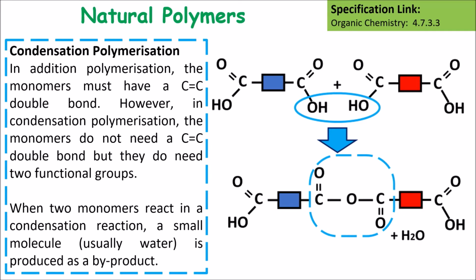So, natural polymers are made via condensation polymerization. In addition polymerization, the monomers must have a double bond between two Cs. However, in a condensation polymerization, the monomers do not need a double bond in order to react. Instead, they take out a water at the functional group of two adjacent monomers.